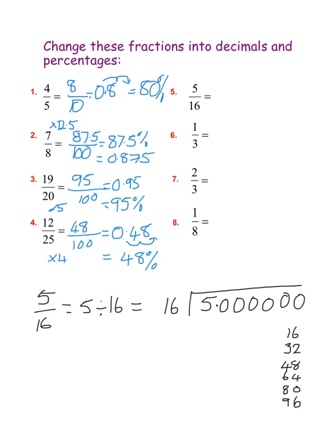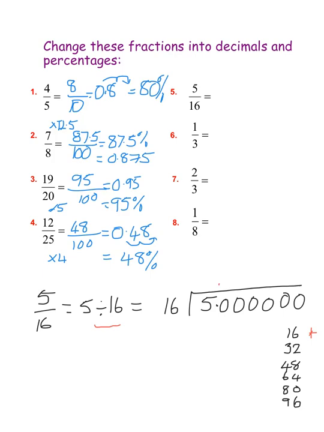So question 5, 5 over 16 means 5 divided by 16, which I've written here. So I've got 5, bus stop shelter, 16 goes on the outside, and I've written the first 5, 6, 7 terms of the 16 times table just here to help me. And then we carry on as before.